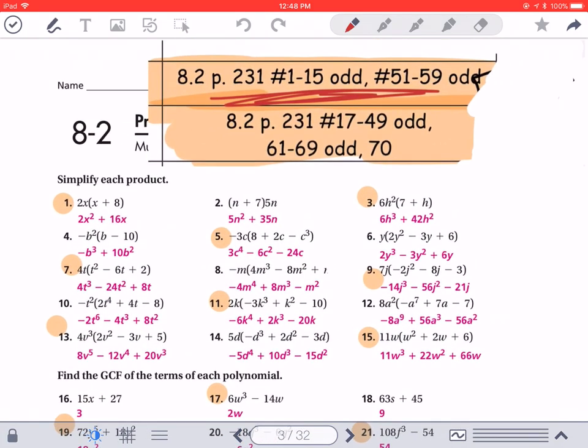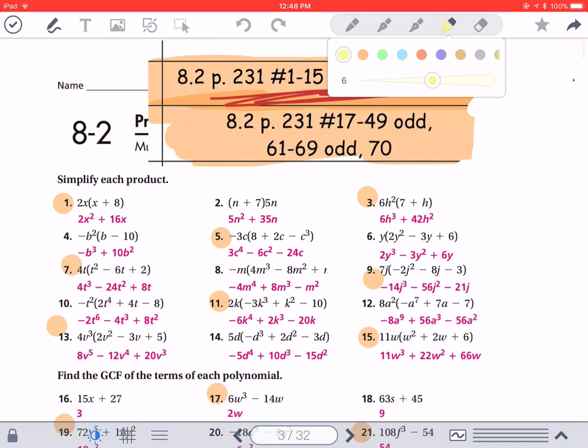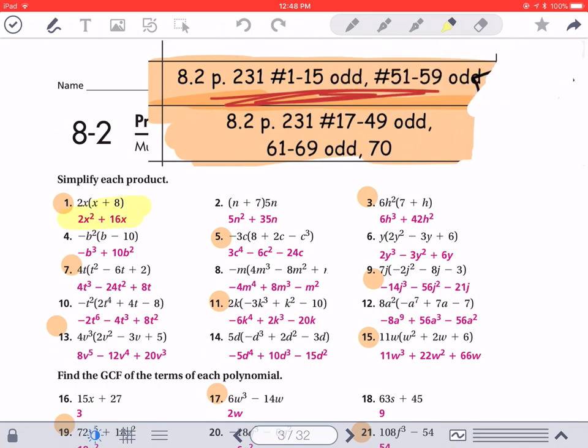So number 1, you get 2x squared plus 16x. Number 3, 6h cubed plus 24h squared. Number 5, 3c to the fourth minus 6c squared minus 24c. Number 7, 4t cubed minus 24t plus 8t. Number 9, negative 14j cubed minus 56j squared minus 21j. Number 11, negative 6k to the fourth plus 2k cubed minus 20k.